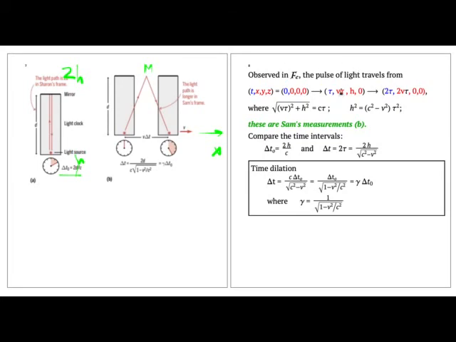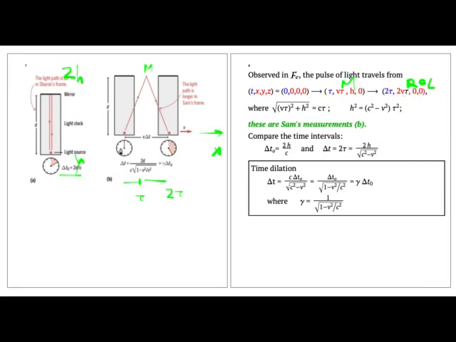Now, that's when it hits the mirror, but that's not what Sam is measuring. What Sam is measuring is when it is received by that receiver at the base of the train car. Well, that'll be 2 times tau for the time. This is 1 tau, so here's tau, and here's 2 times tau. So the time when it's received will be 2 times tau.